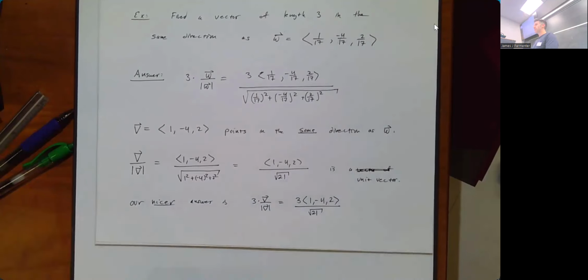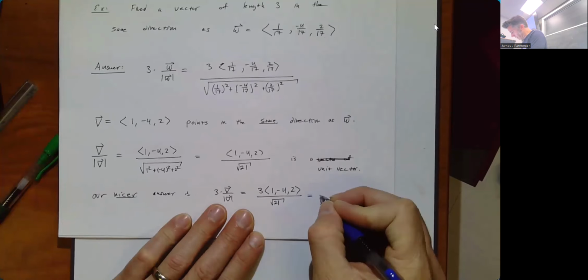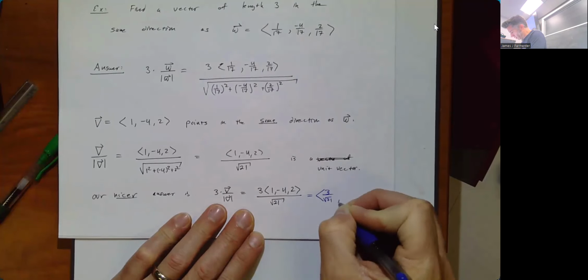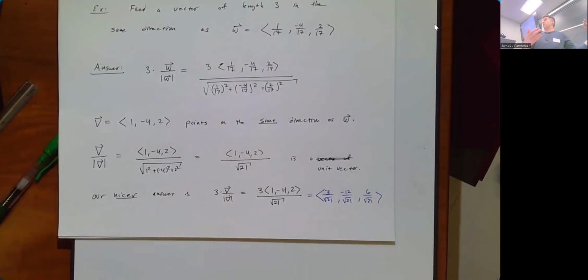Which you could then, if you really felt compelled to, a lot of compulsion going on over here, you can write this as the vector 3 over root 21, comma, negative 12 over root 21, comma, 6 over root 21. And if you started with this and worked really hard, you could make this look like that. But why work really hard when you don't have to? Which is kind of the theme of every class I teach. Why work really hard to do something when there's a nicer, easier, just as good way of doing it?